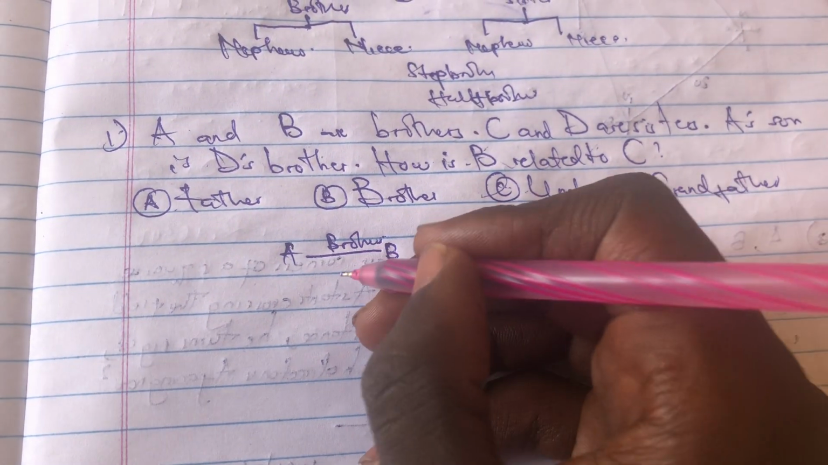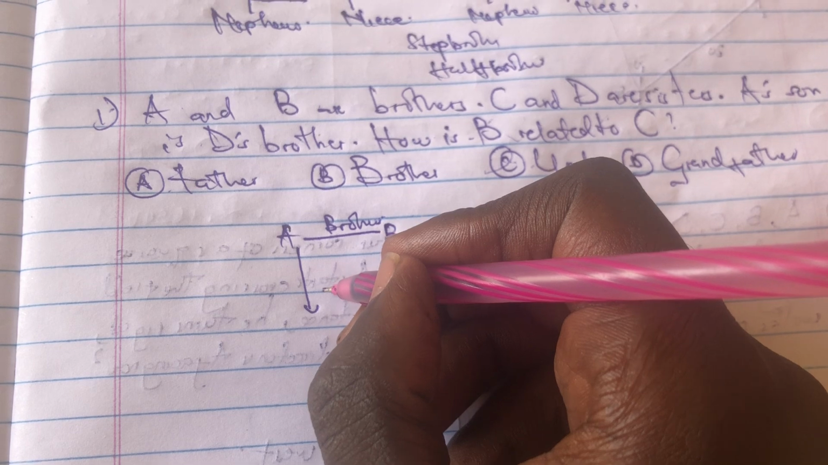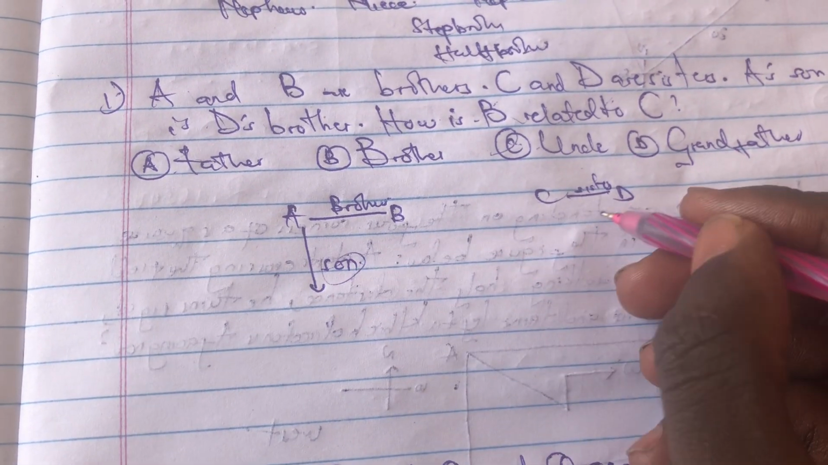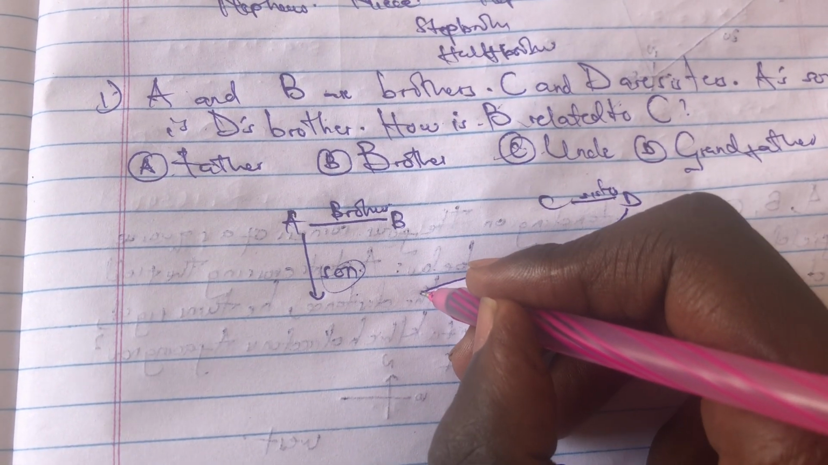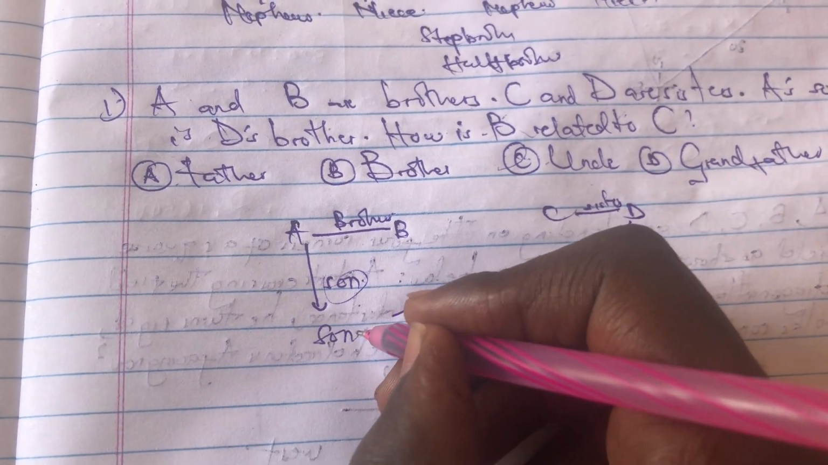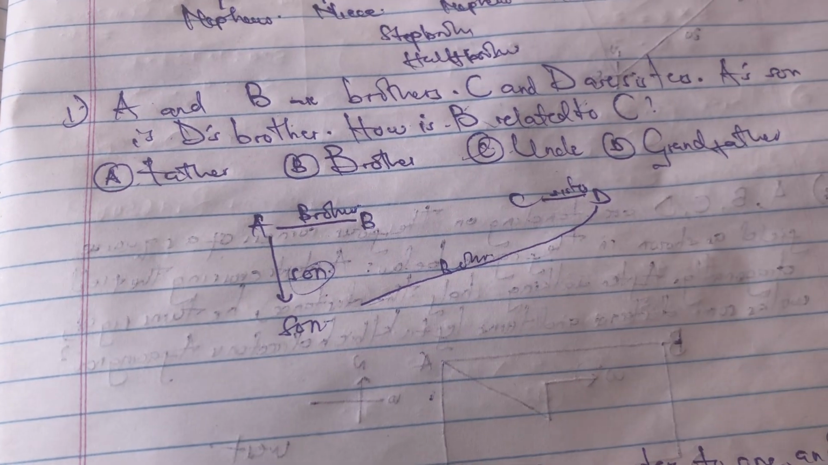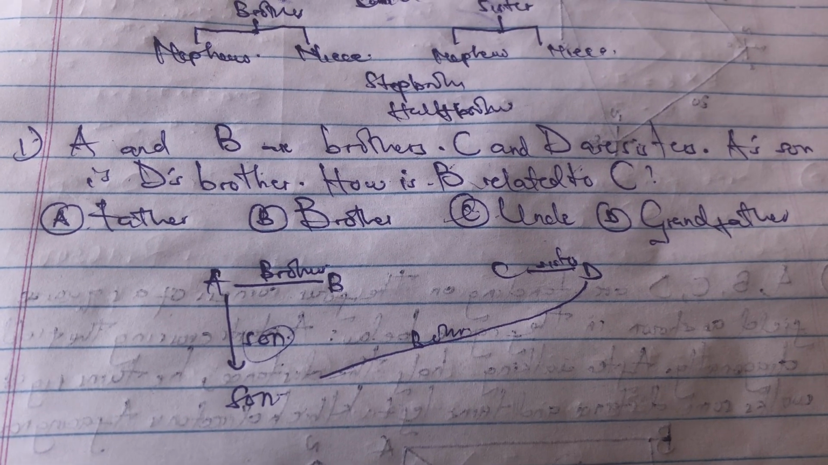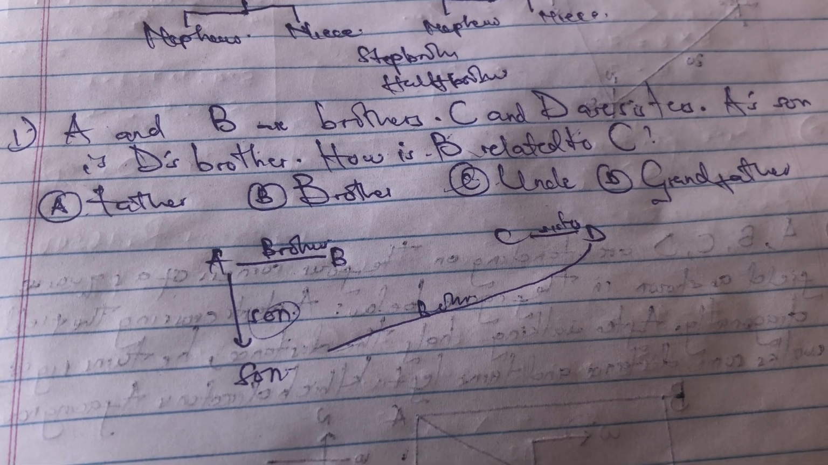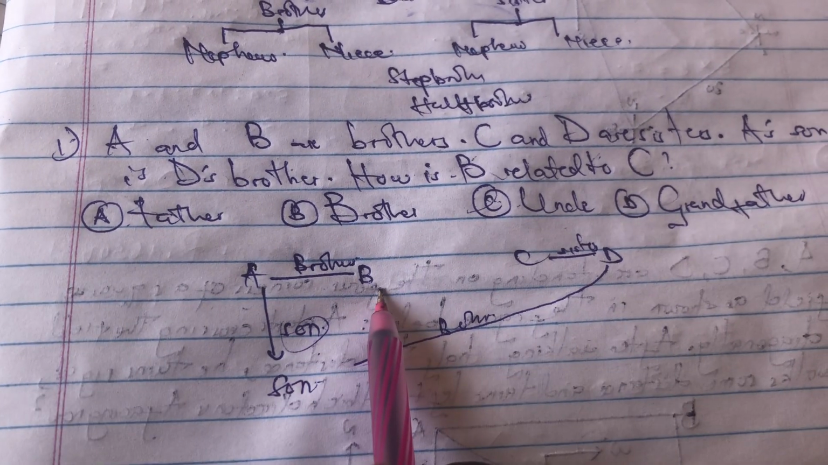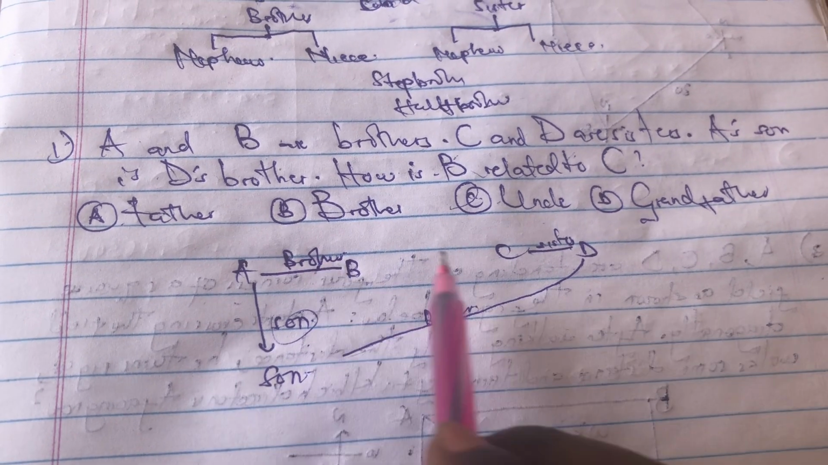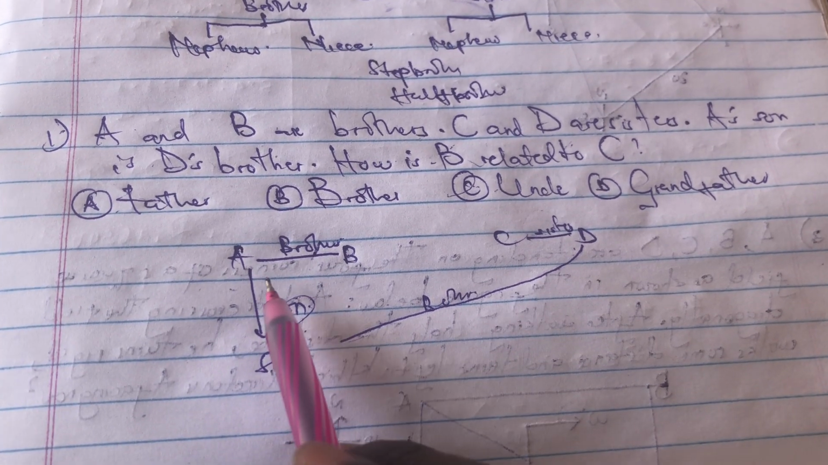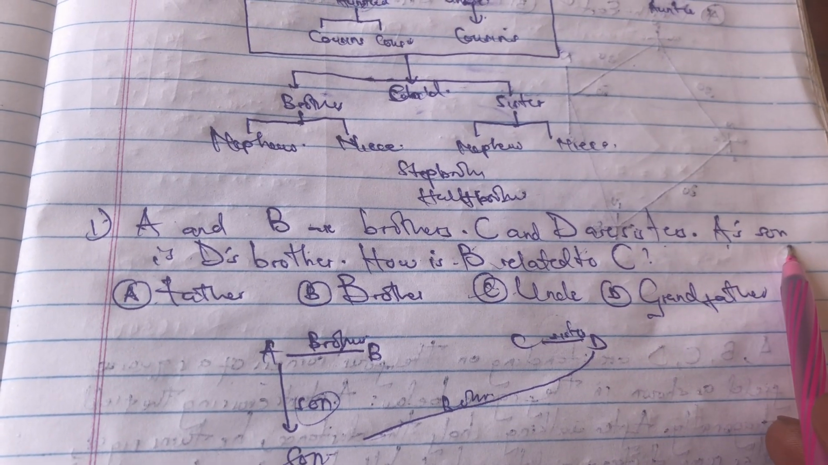So A has a son. This A here has a son. Are we together? This A here has a son, and his son is D's brother. Are we together? Then they are saying, how is B related to C? How is B related to C? So when we try to look at this, they are telling us A and B are brothers. Then they are saying C and D are sisters. Then they are telling us A's son, because here they are continuing saying A's son is D's brother.